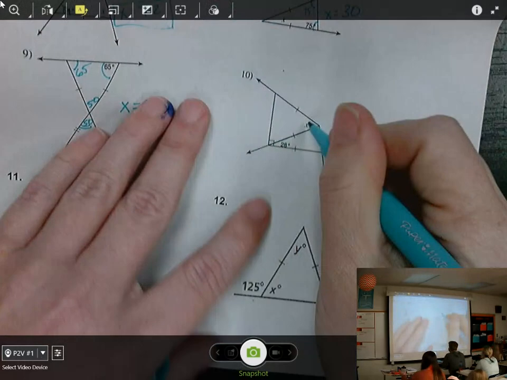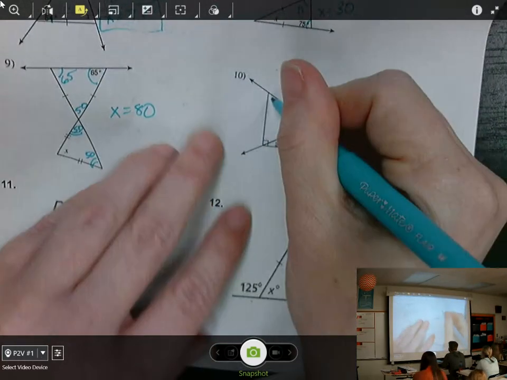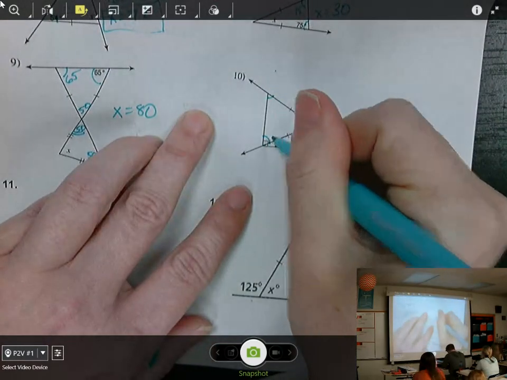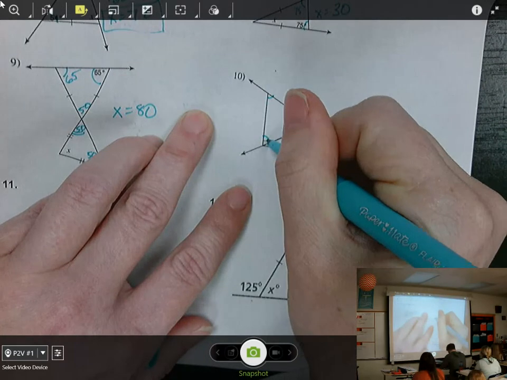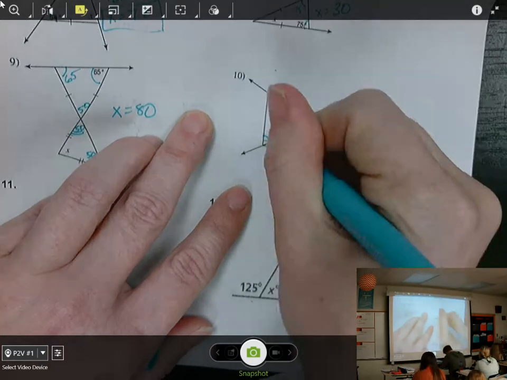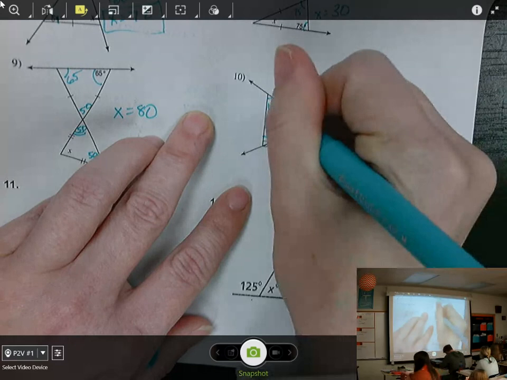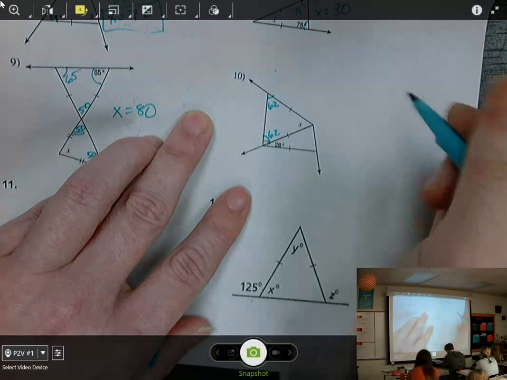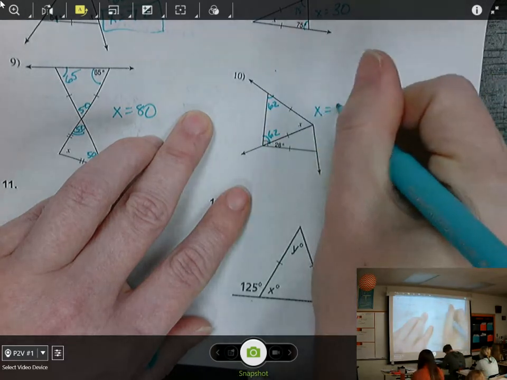On this one, you had to find the vertex angle on number 10. I know these two angles are going to be congruent, so I need to find this angle. Well, this is a right angle. 90 minus 28 is 62. So this one would be 62, and that's 124, so x would be 56.